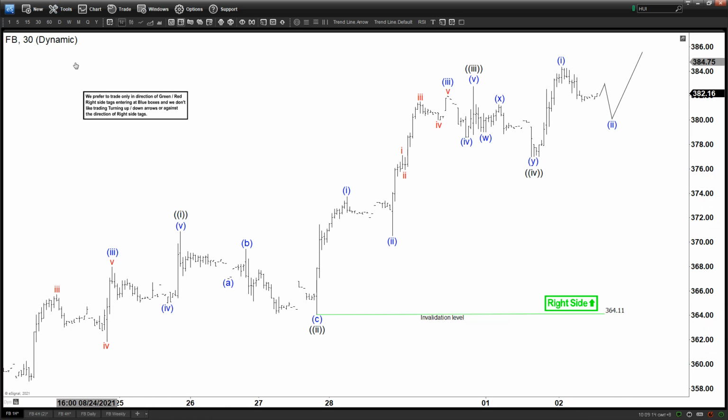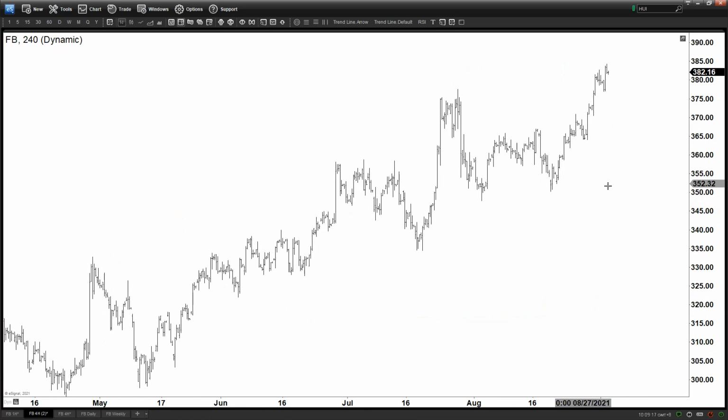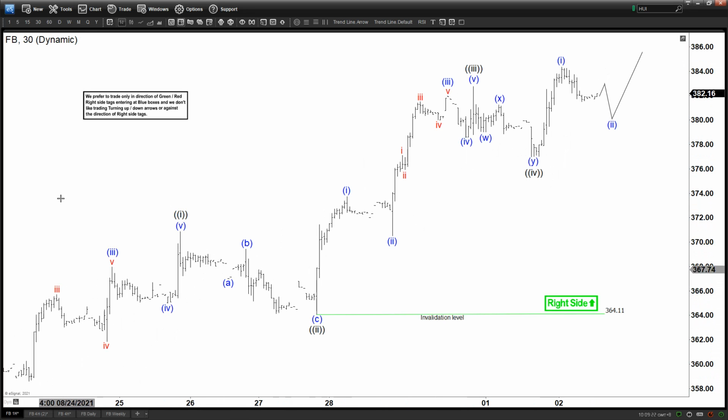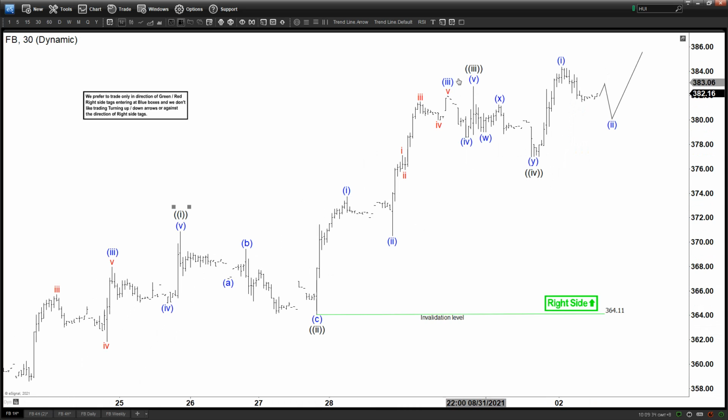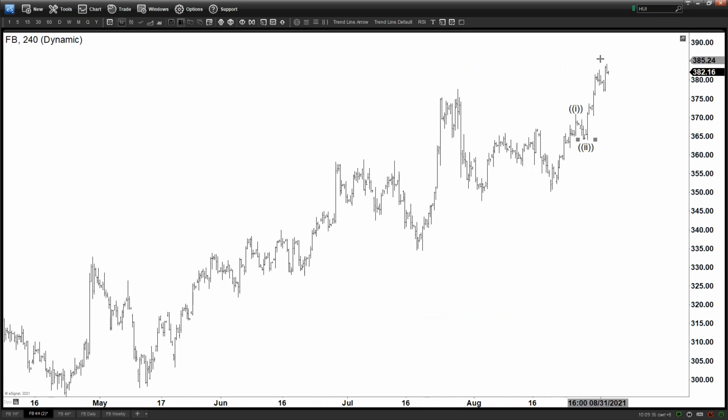Now if I look at the 4-hour chart, let's try to put in the labels that we see in the 30 minutes chart. So this one in black is right here, and this is your 2 in black. If you look at the 1-hour chart, again 3 in black is proposed complete here, then this is 4 in black, and now finishing up 5 in black. So let's take a look at the bigger picture first.